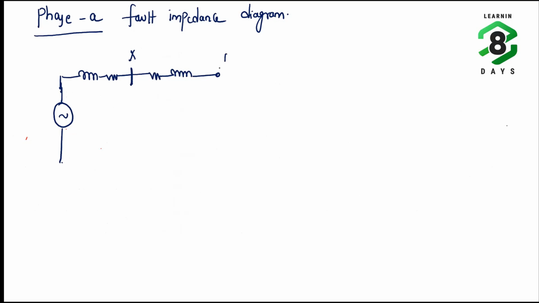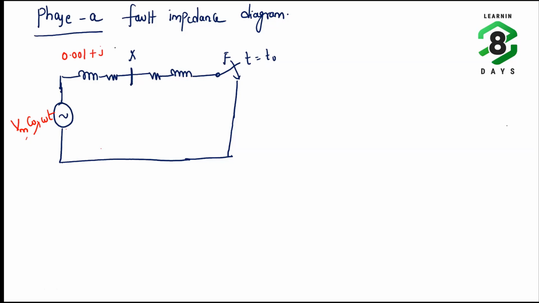So this fault is occurring, fault occurs means short circuit is occurring at, let us say, t equal to T0. That's what is given in the problem. So what is the value of this voltage? Vm cos omega t. This impedance value, resistance value, I am drawing 0.001 plus j 0.01 per unit. Half of the line impedance will become how much?